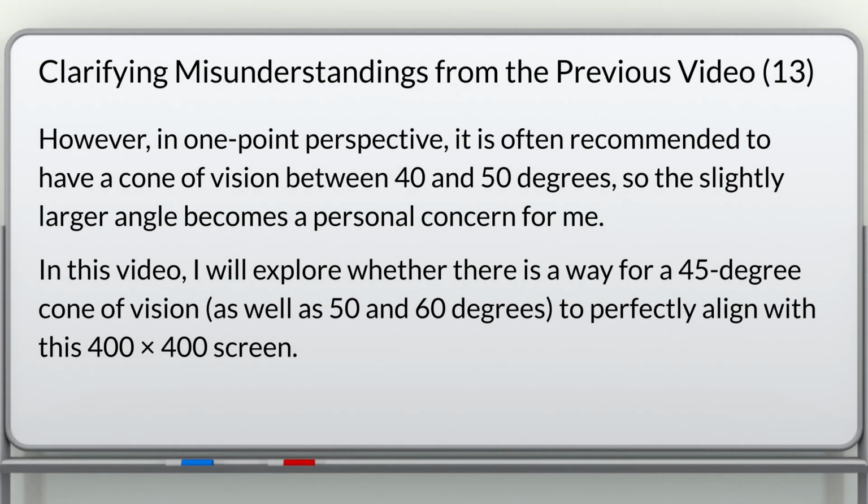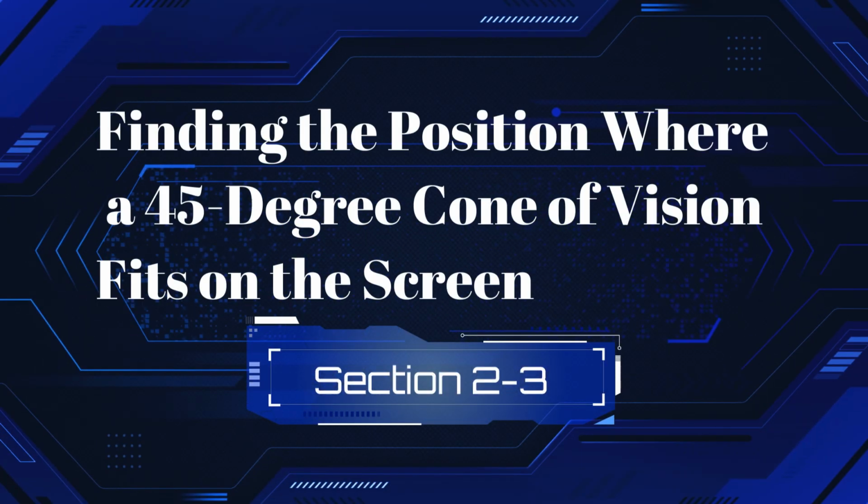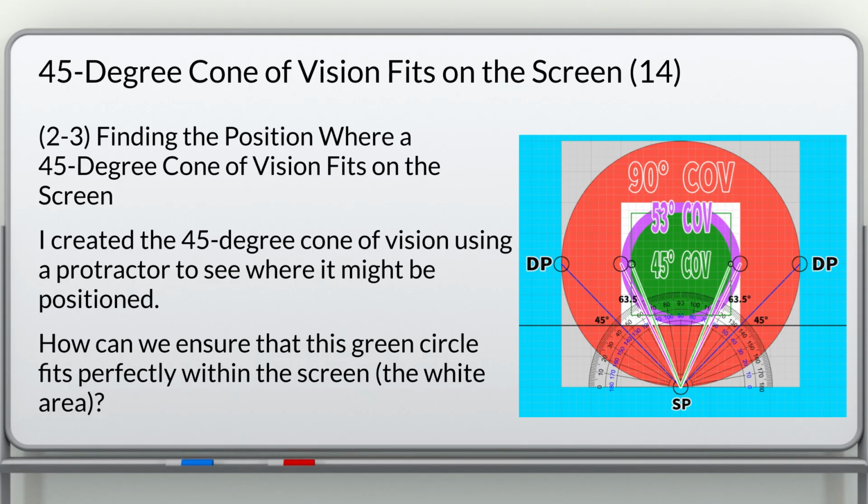However, in one-point perspective, it is often recommended to have a cone of vision between 40 and 50 degrees, so the slightly larger angle becomes a personal concern for me. In this video, I will explore whether there is a way for a 45-degree cone of vision to perfectly align with this 400 x 400 screen. I will explain how to find the position where a 45-degree cone of vision fits on the screen.